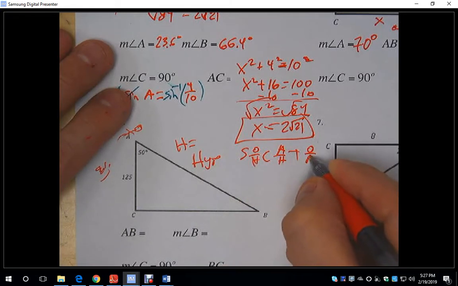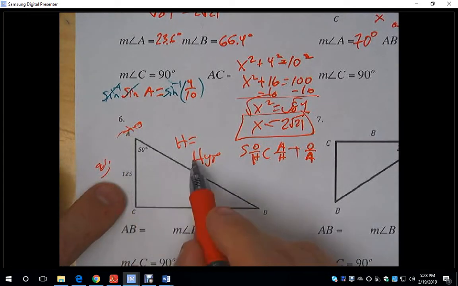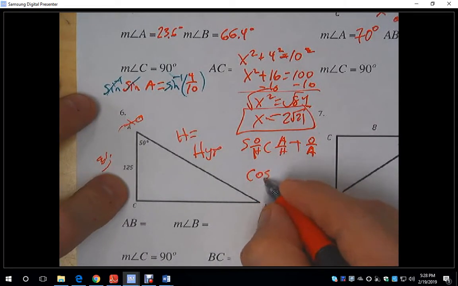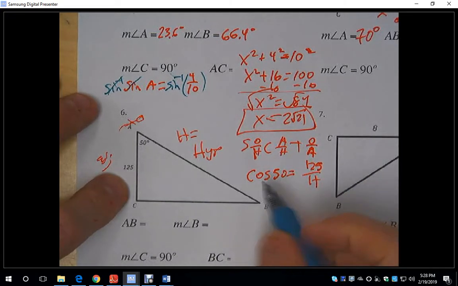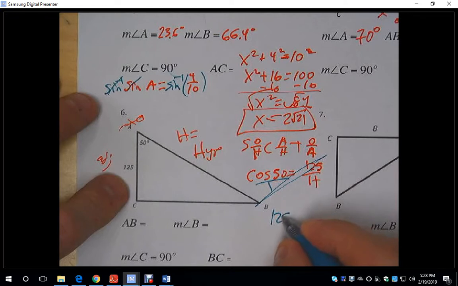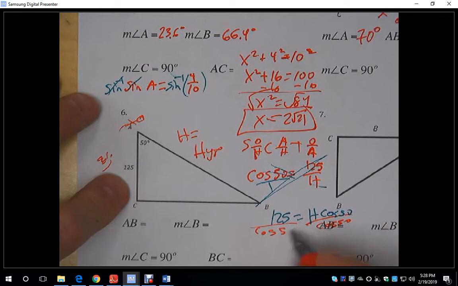This is an A, not an H. And this is an H. So this is adjacent and hypotenuse, I'm going to use cosine. So that would be cosine of 50 degrees equals 125 over hypotenuse. And then we're going to use cross multiplication because cosine of 50 is the same thing as cosine of 50 over 1. We cross multiply this way, that gives us 125. And cross multiply this way, that gives us h times cosine of 50. We divide then by cosine of 50 to both sides.